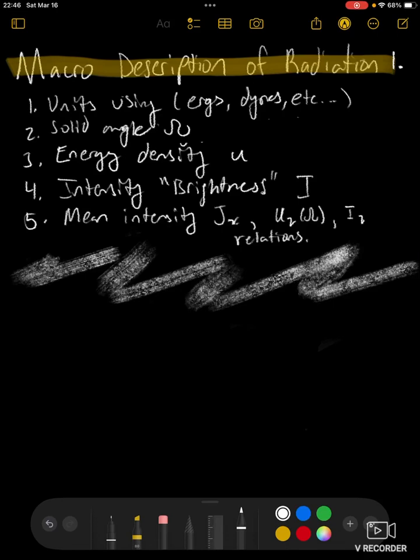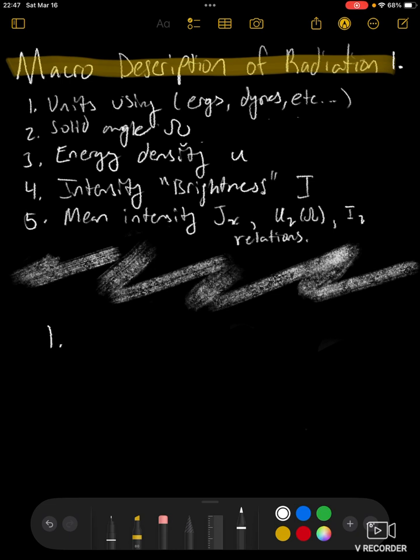Right now, I'm going to try to go over an intro for the macro description of radiation. In this, we'll be going over the units, so I'm using astronomy units. I will be going over solid angle briefly, the energy density, U, the intensity or the brightness I, which is energy flux for this, and then the mean intensity J nu, and then its relation to energy density and energy flux in this case.